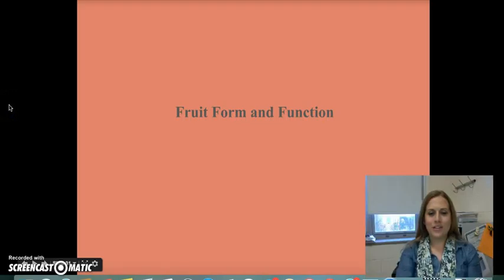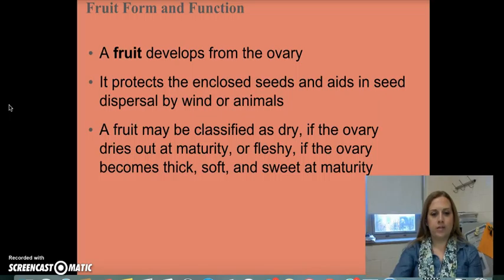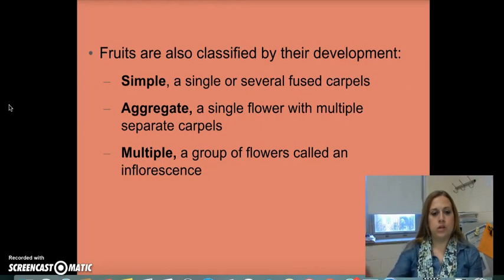All right, we're going to continue on with angiosperms, and we're going to look at fruit, form, and function. So a fruit develops from the ovary. It protects the enclosed seeds, and it actually aids in seed dispersal by wind or animals. A fruit may be classified as dry if the ovary dries out at maturity, or it could be fleshy if the ovary becomes thick, soft, or sweet at maturity. Those would be the fruits that you are probably a little bit more used to eating.